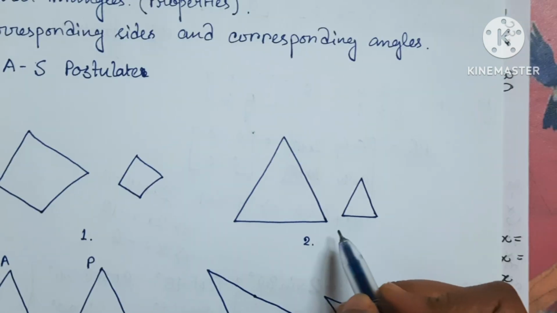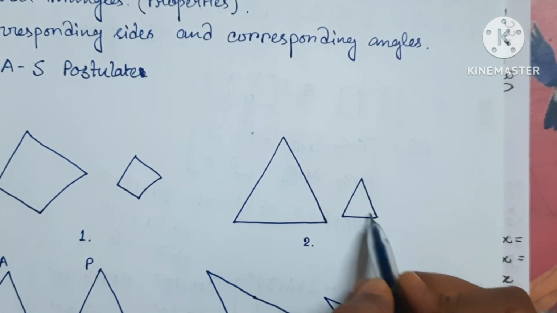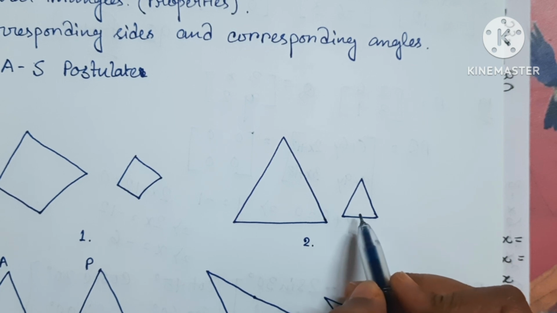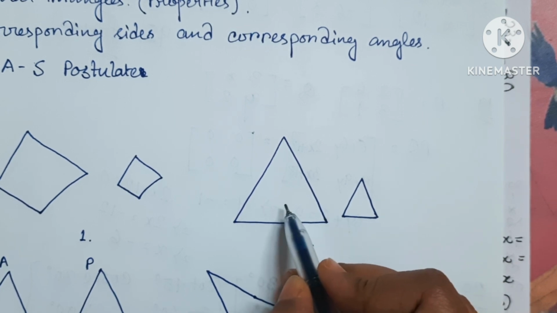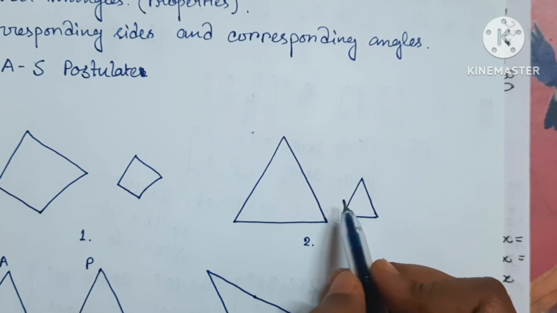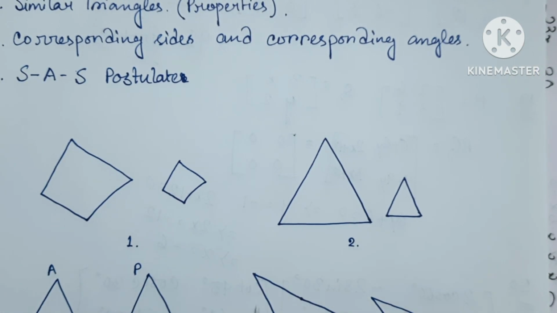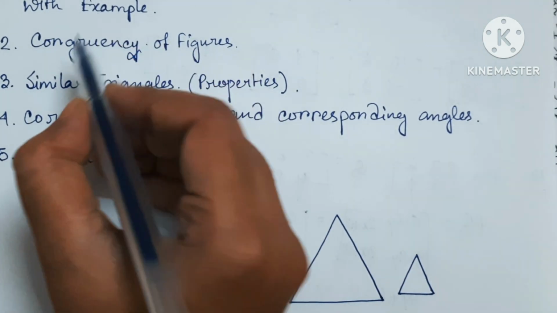In the case of these two triangles, this is also an enlarged version of that triangle, and that triangle is the smaller version of this triangle. So these two triangles are similar. Similarity means two figures are the same in shape but have different size. Now see, what do we mean by congruency?